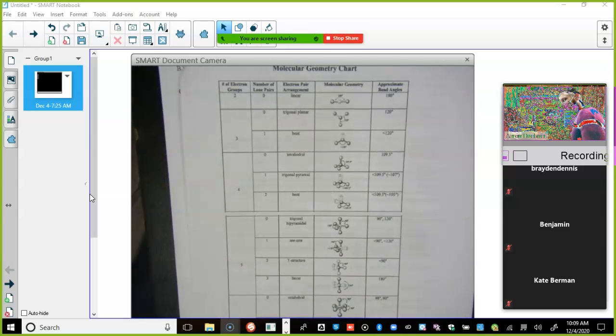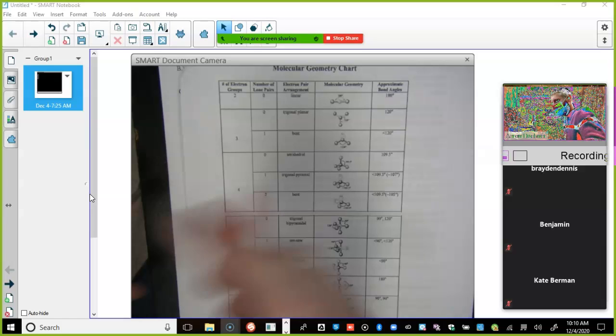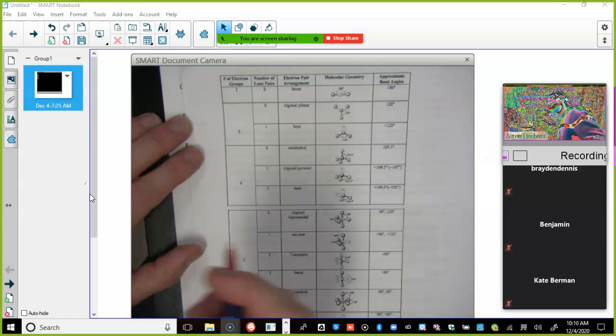I'm going to do the hybridization on this, and hybridization is a little tricky because when we get into the SP3, there's disagreement in the scientific community whether that is true. But IB might still want you to know it.